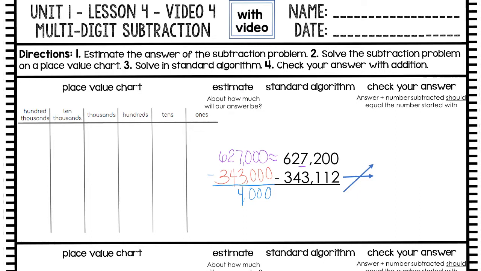Now if we estimate what our answer is going to be, we have our 3 zeros. 7 minus 3 is 4. 2 minus 4, I need to regroup my 6 into 5 hundred-thousands plus 10 more, which is 12 ten-thousands. 12 minus 4 is 8. 5 minus 3 is 2. So my answer should be close to 284,000.